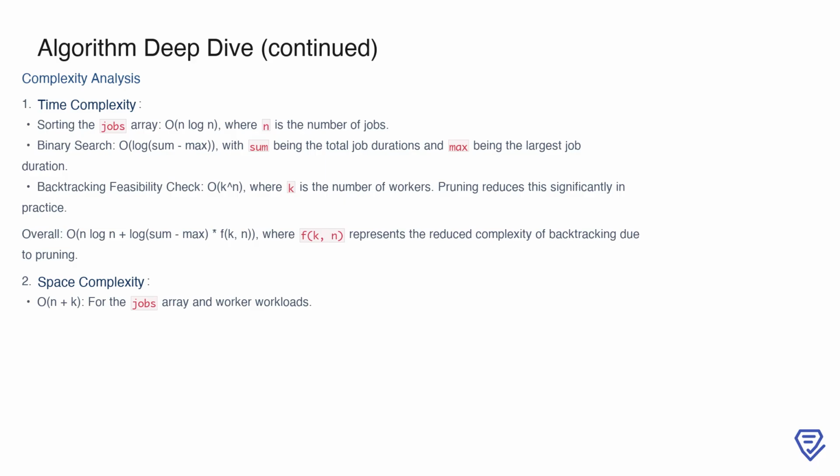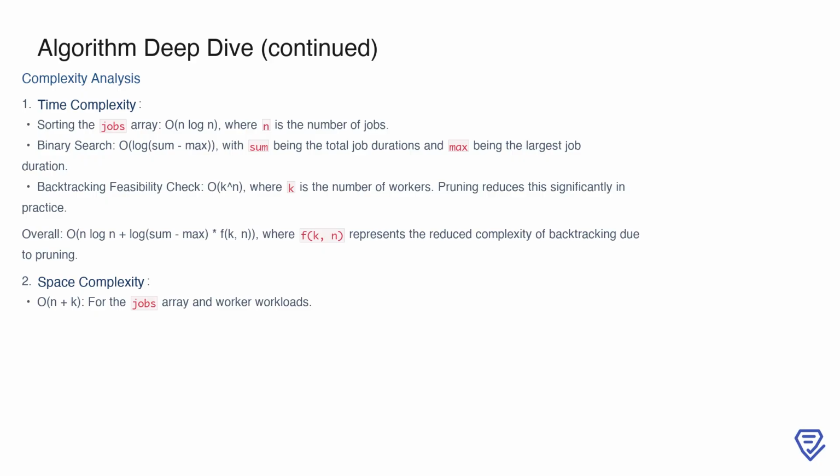Analyzing the complexity of this algorithm, we start with the time required to sort the jobs array, which is O(n log n), where n is the number of jobs. The binary search itself has a complexity of O(log(sum - max)), where sum is the total duration of all jobs, and max is the duration of the longest job. The backtracking feasibility check, in the worst case, can take O(k^n), where k is the number of workers. However, in practice, pruning significantly reduces the number of recursive calls, making this step much faster.